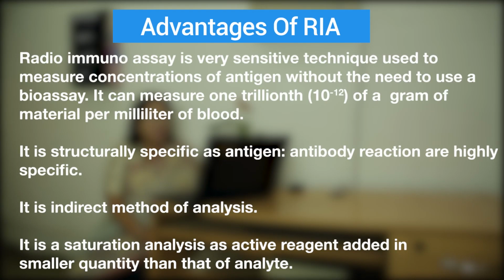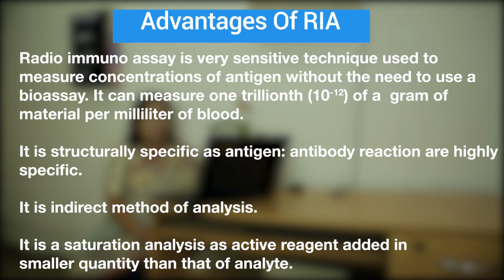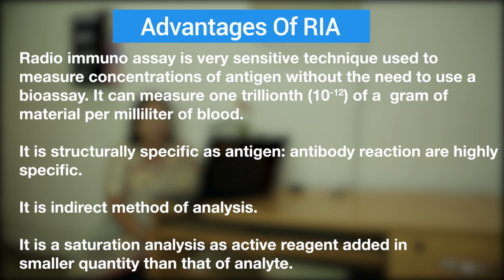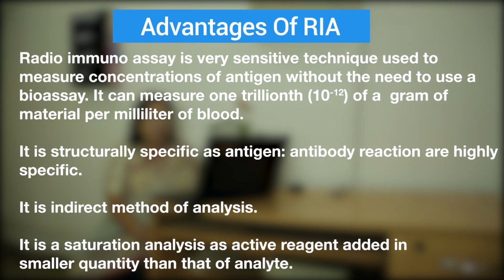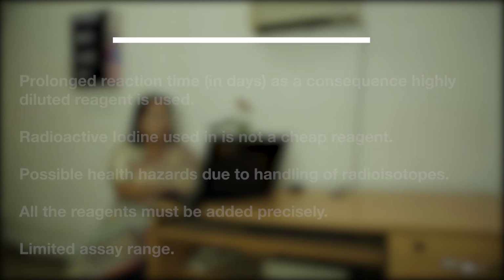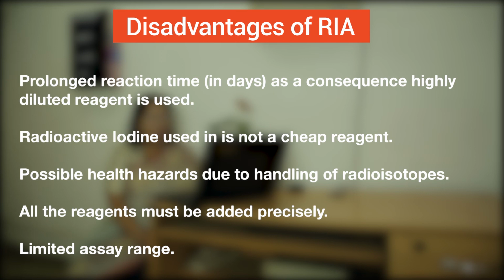So what are the advantages of this radioimmunoassay? The radioimmunoassay is a very sensitive technique used to measure the concentration of an antigen without the need to use a bioassay. It can measure 1 picogram, that is 10 to the power minus 12 of a gram, of material per milliliter of blood. It is structurally specific, as antigen-antibody reactions are highly specific. It is an indirect method of analysis, and it is a saturation analysis, as the active reagent is added in smaller quantity than that of the analyte.